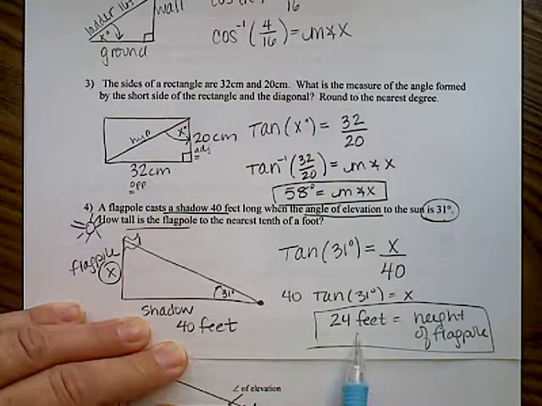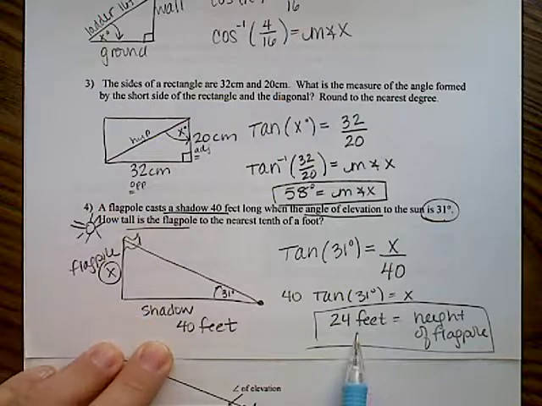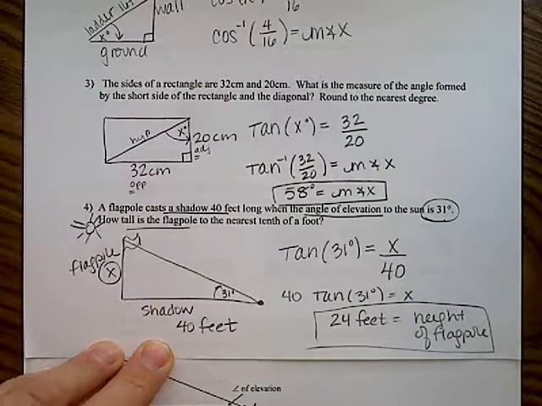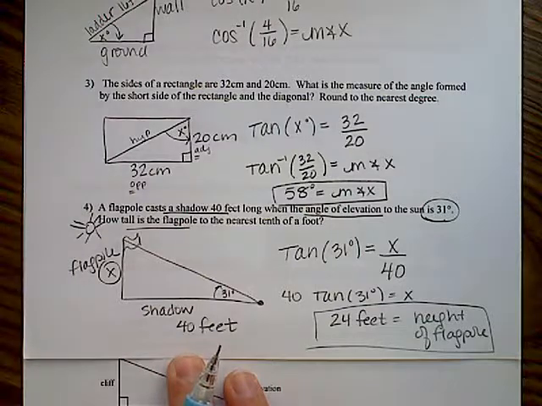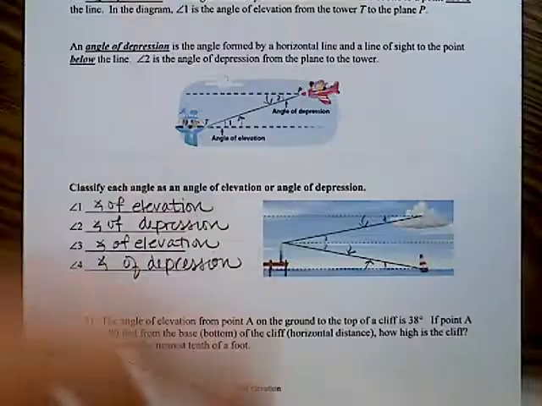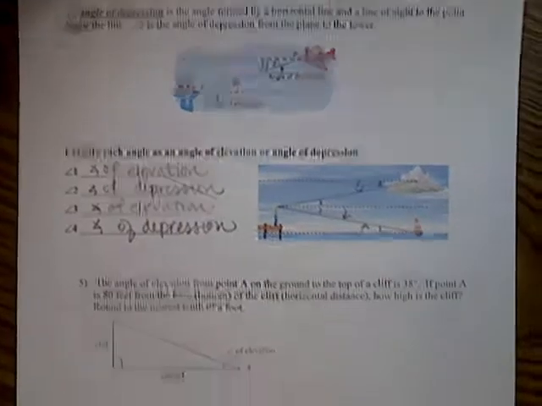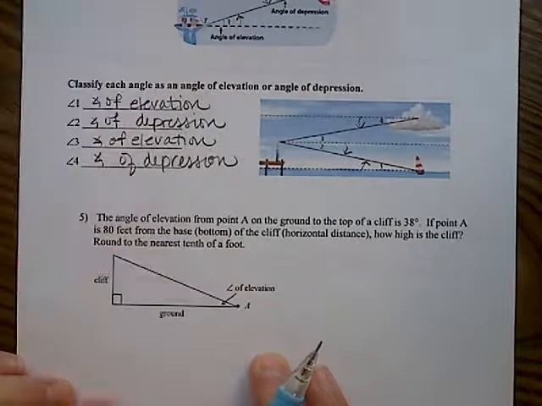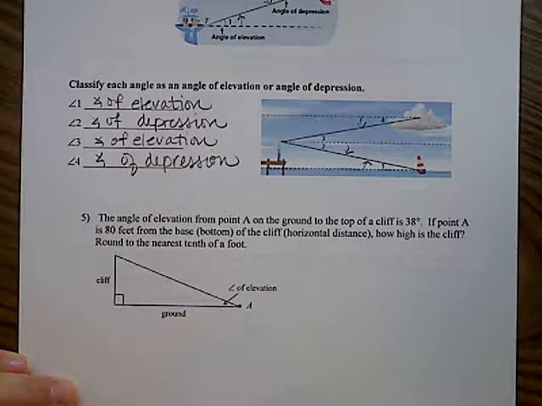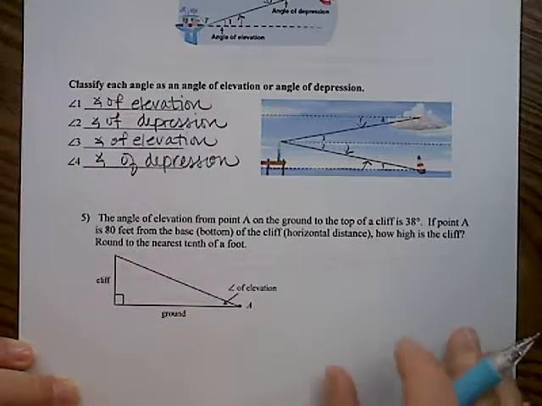And hopefully you got a height of the flagpole equaling 24 feet. All right, so now let's take a look at this next question. It's another angle of elevation question, very similar to the one that we just did. So I'll set it up for you and then you can finish it later on.